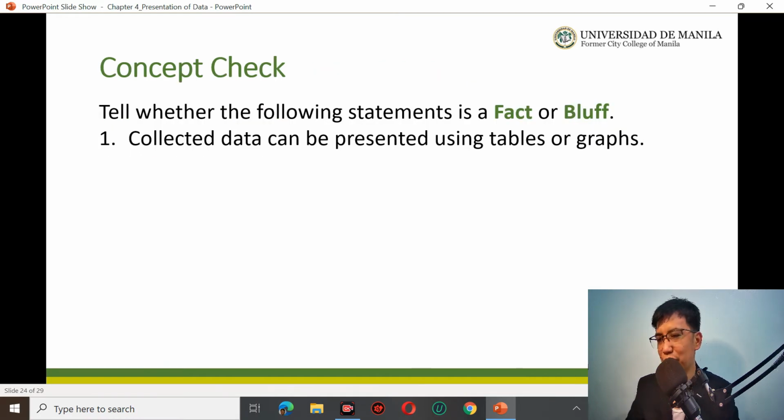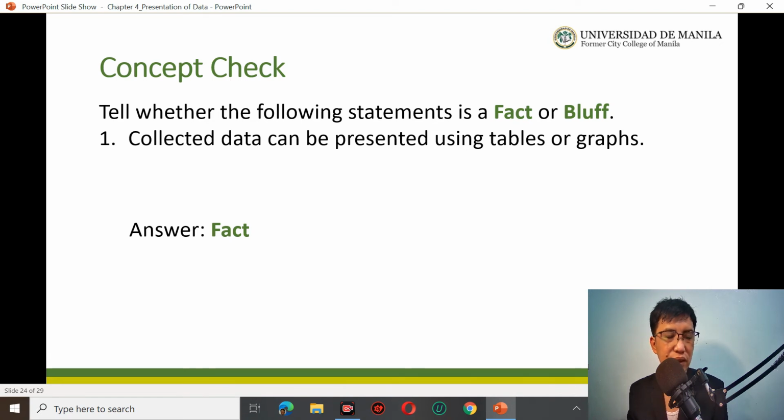Now, okay, before we end our discussion for chapter 4, let's have a concept check. Tell whether the following statement is a fact or a bluff. Number 1: collected data can be presented using tables or graphs. 10 seconds. 10, 9, 8, 7, 6, 5, 4, 3, 2, 1. And the correct answer is a fact.